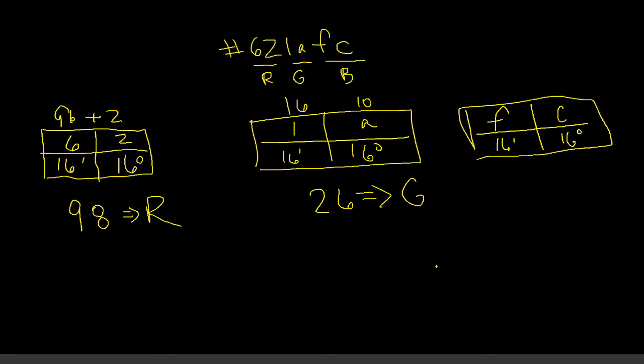And then we have our blue value. So our C here, if A is 10, B is 11, C is 12. So this is going to be representative of a 12. F is a 15. And so it's going to be 15 times 16, which is equal to 240. So this is going to be 240 plus 12. That is 252. Just slightly off from being full intensity.